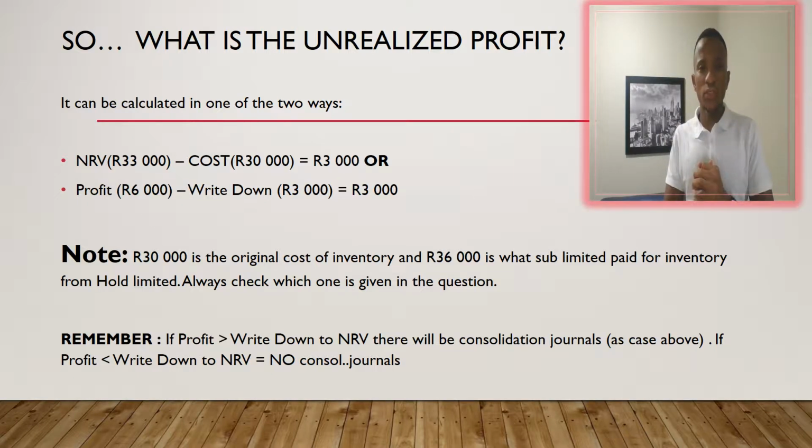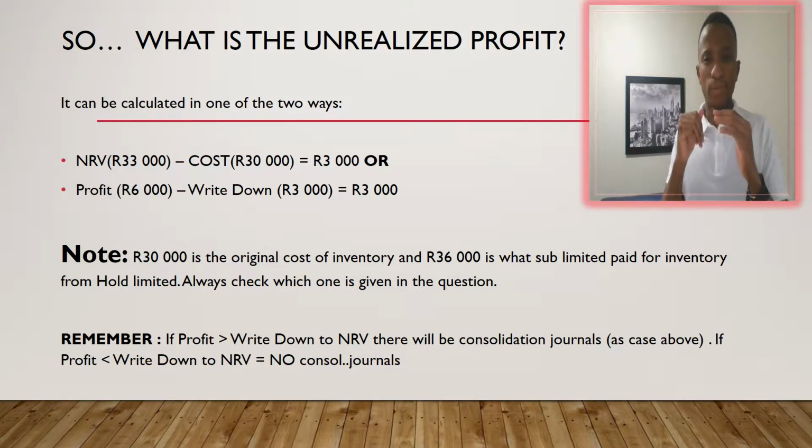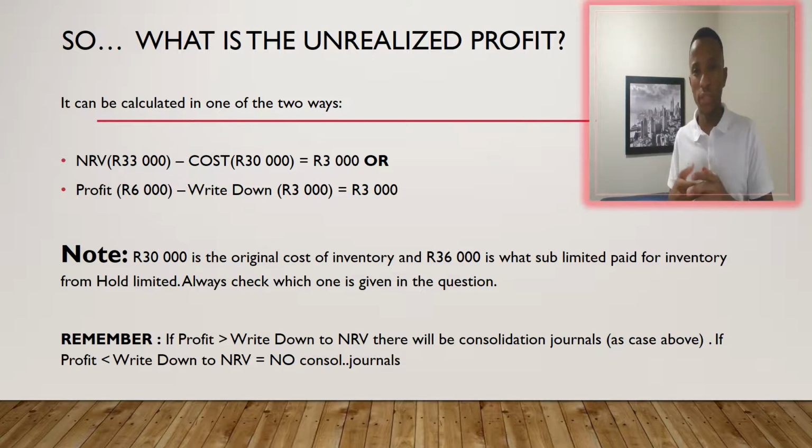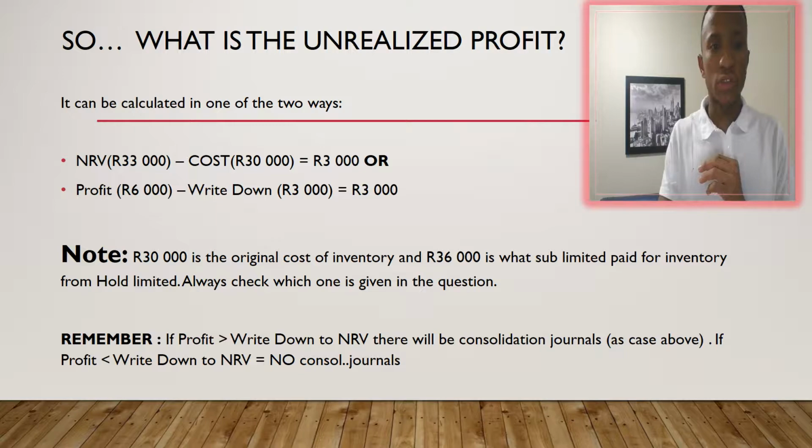Also, guys, you need to remember that 30,000 is the original cost of inventory, and 36,000 is what Sub Limited paid for inventory from Hold Limited. Always check what's given in the question. And also remember that if profit is more than the write down to net realizable value, there will be consolidation journals, like our example. And if the profit is less than the write down to net realizable value, there will not be any consolidation journals.